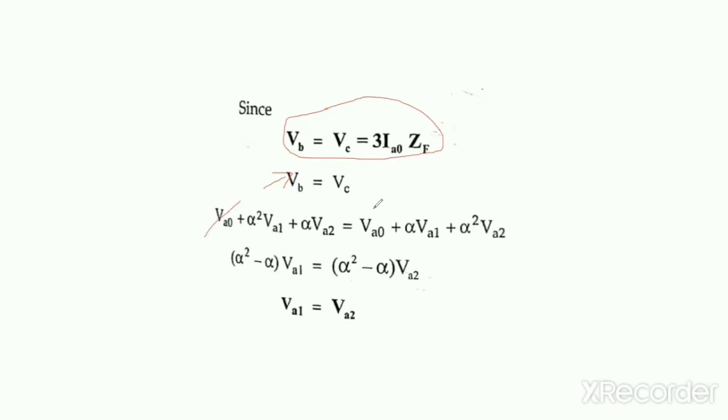In this case, VA0 gets cancelled and we take VA1 and VA2 as common terms: alpha square minus alpha into VA1, and alpha square minus alpha into VA2. Cancelling alpha square minus alpha on both sides, VA1 is equal to VA2. What we observe is that the positive sequence voltage is equal to the negative sequence voltage.